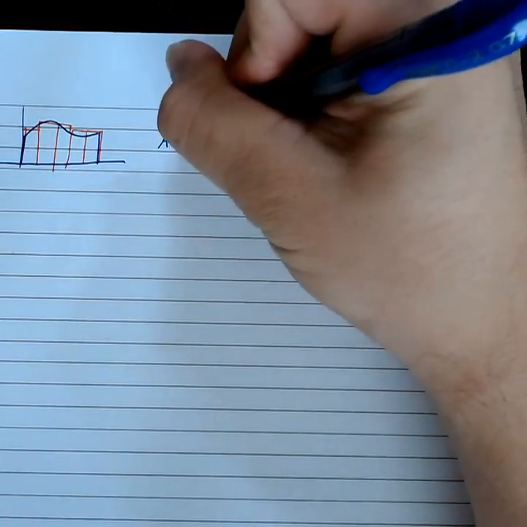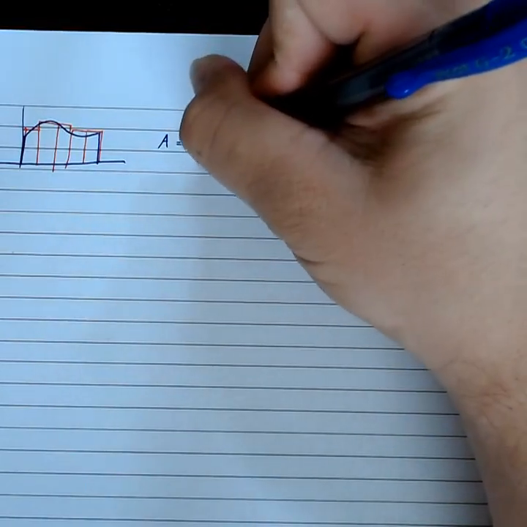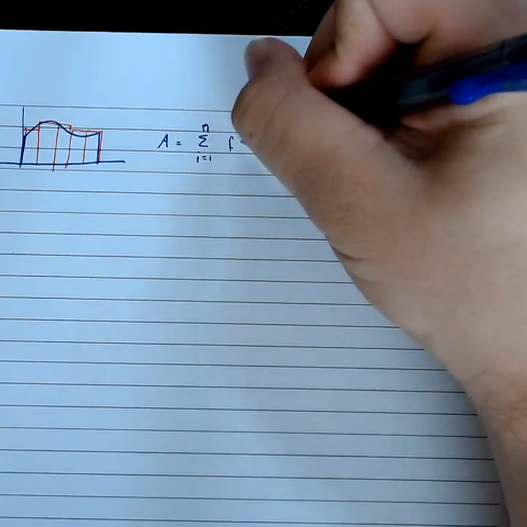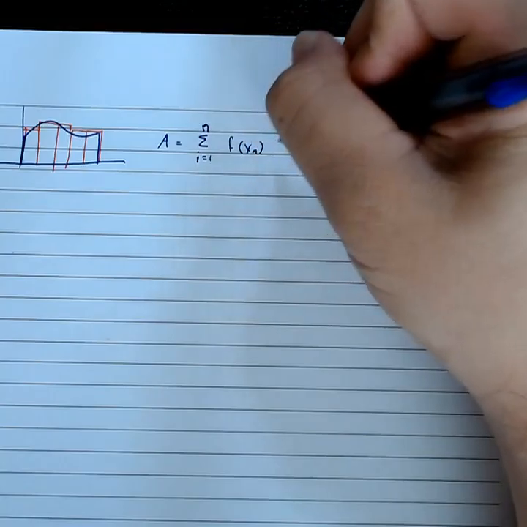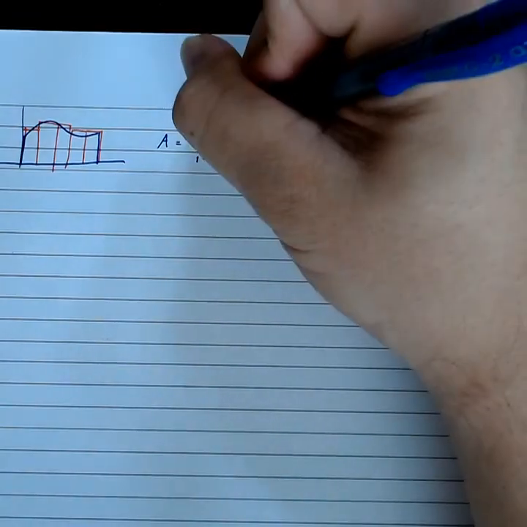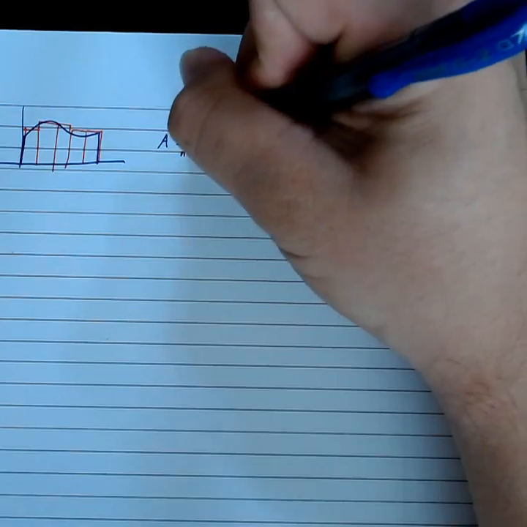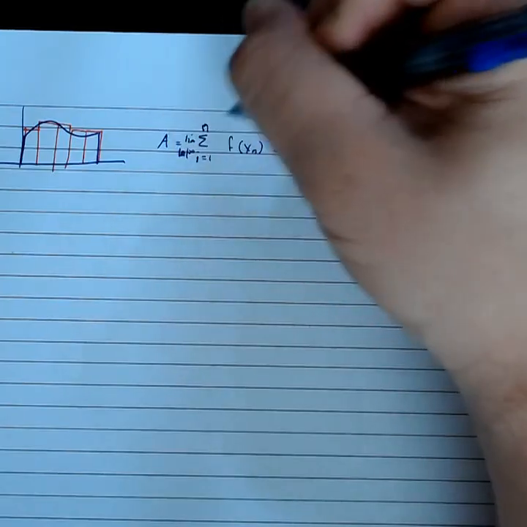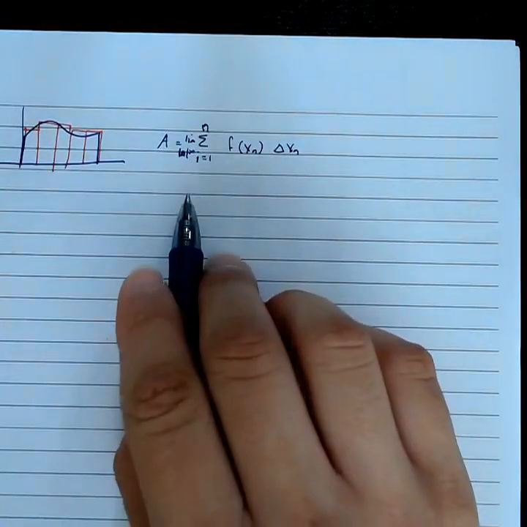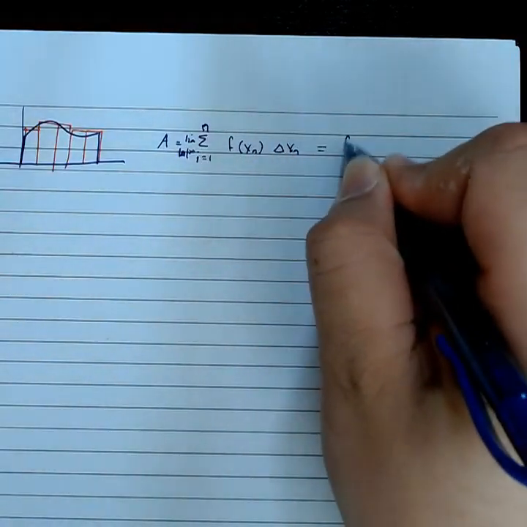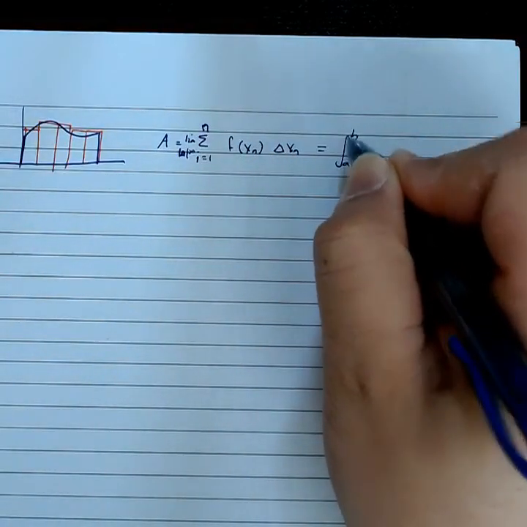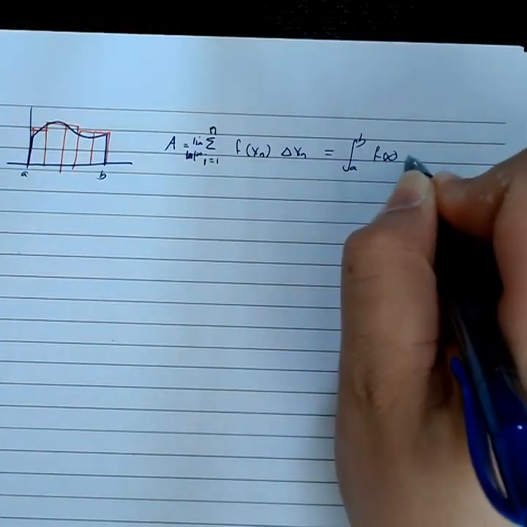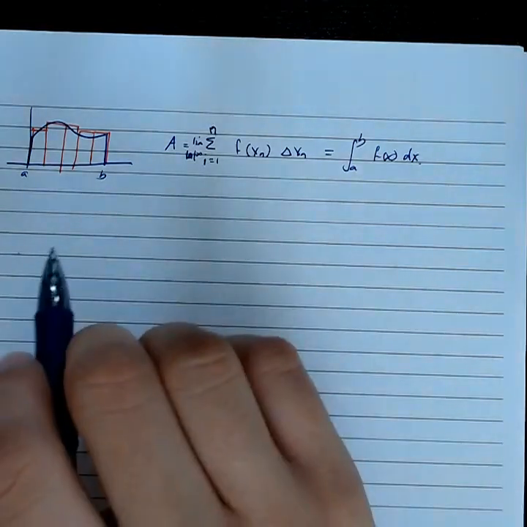So here the area is given by the sum as i goes from 1 up to n of f of x sub i delta x sub i. And here we want to take the limit as the norm of our partition approaches 0, or you could also say the limit as n approaches infinity. Here, that's just the definite integral from the beginning to the end of our interval of our function with respect to the x variable.